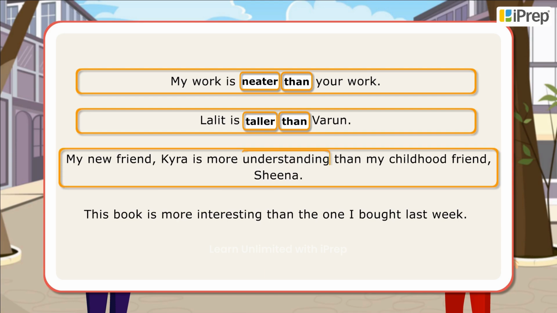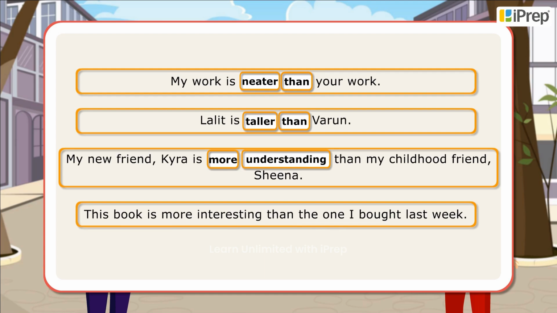In the third sentence, understanding has more than one syllable, so more is added before understanding to make the comparative form since we use more for longer words, that is words with two syllables or more. In the last sentence, interesting has more added before it to make the comparative form since we use more for longer words, that is words with two syllables or more. Interesting has more than two syllables.